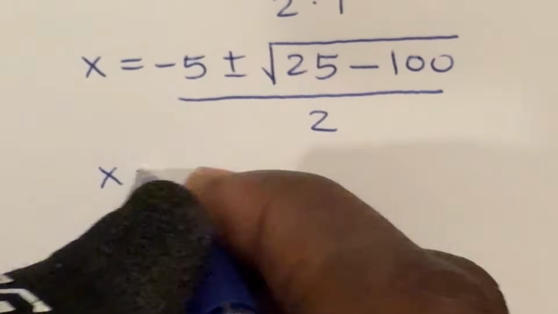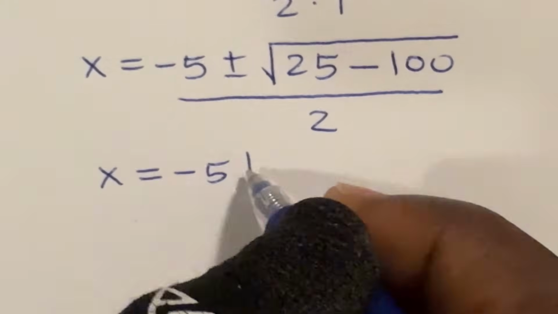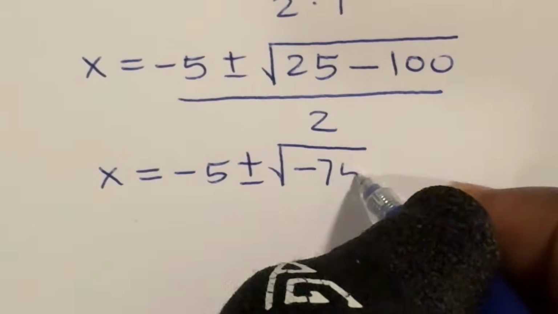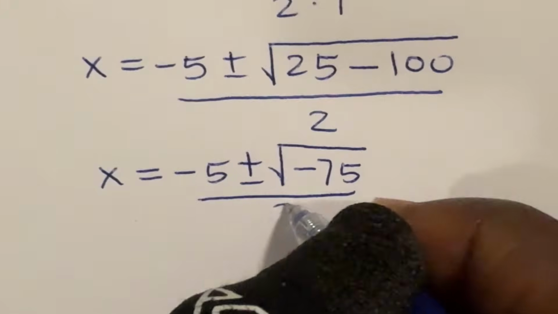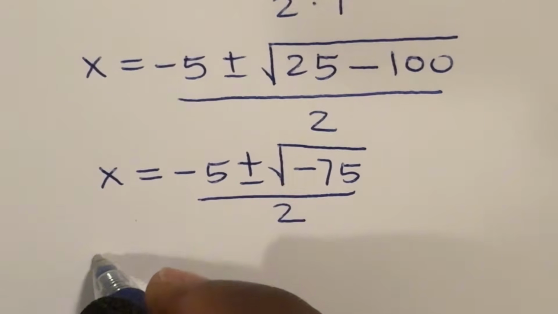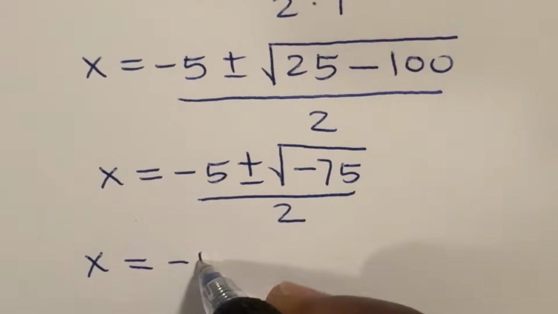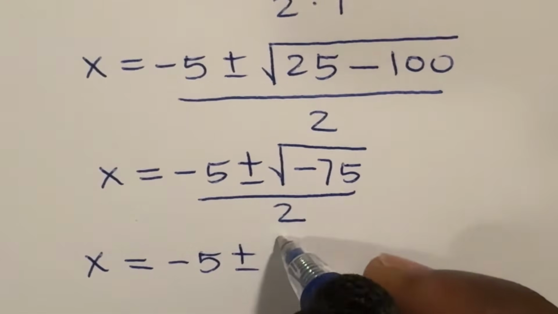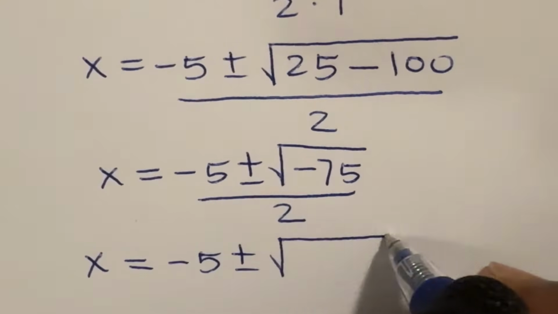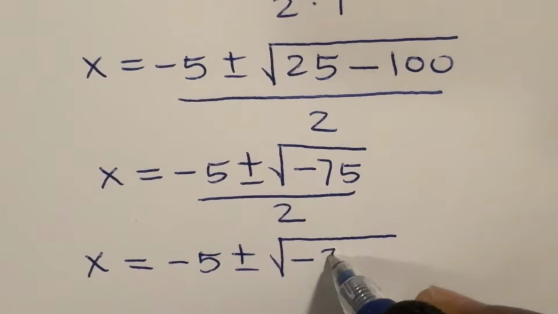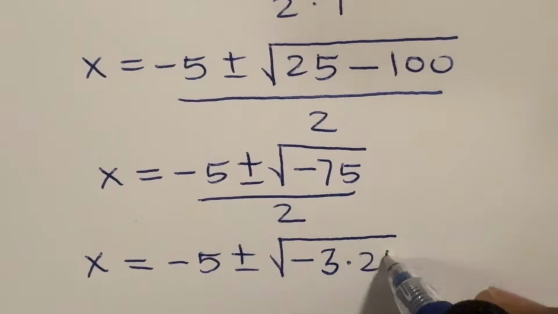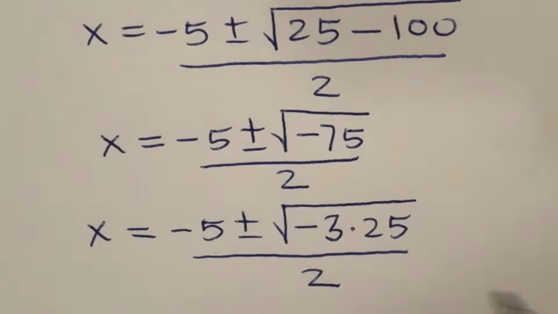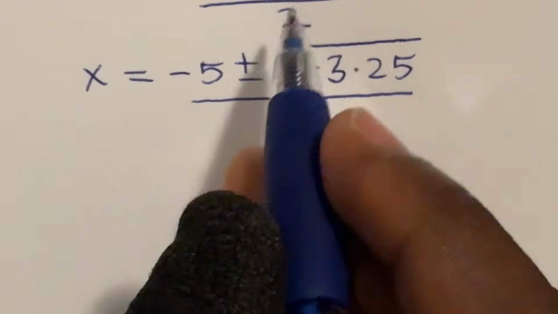So x is equal to minus 5 plus or minus the square root of 25 minus 100, which is negative 75, divided by 2. So we have x is equal to minus 5 plus or minus the square root of negative 75, which can be broken down into negative 3 times 25, over 2. And then we're going to separate the radical.